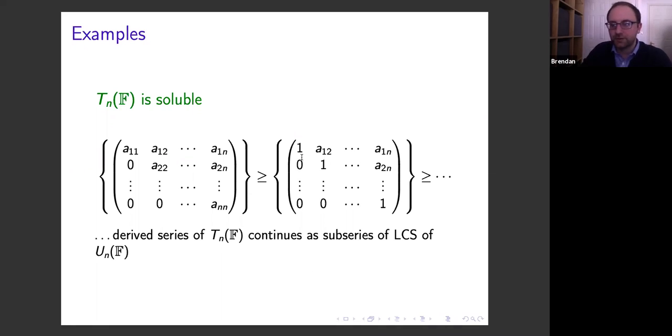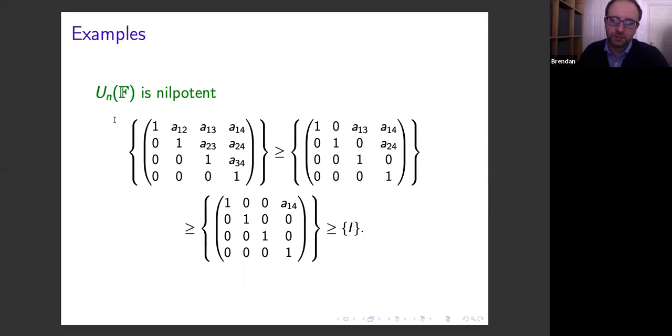Okay, so we'll just look at the lower central series of the unipotent group now, and we'll see that that terminates, and so that would show us that the upper triangular group is soluble. So here's the lower central series of the 4x4 unipotent subgroup.